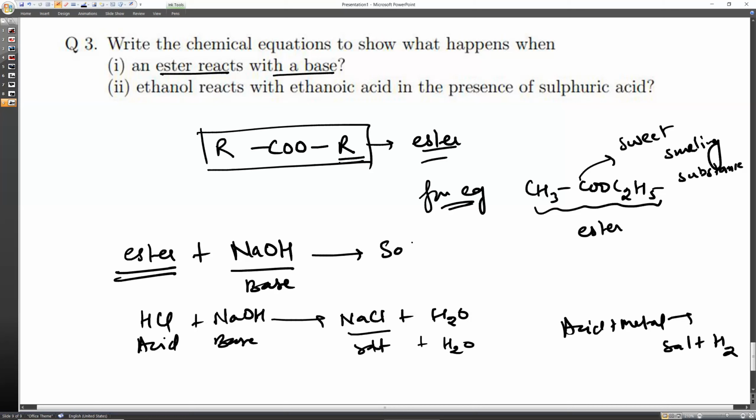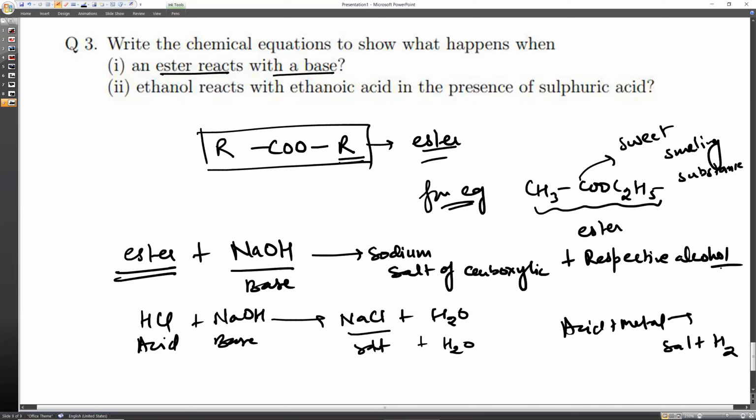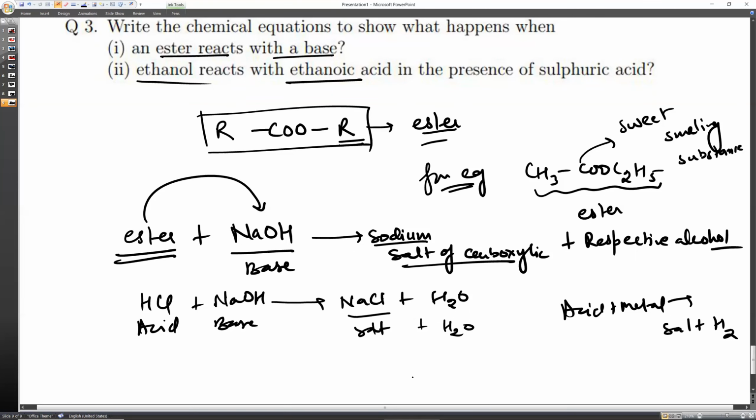It will form the salt of carboxylic acid, or we can say the sodium salt, because it is sodium here. So we write sodium salt of carboxylic acid plus respective alcohol. So this is very simple: esters when they react with NaOH, they will give you sodium salt of carboxylic acid. And what is sodium salt of carboxylic acid? Like we have CH3COOH, a 2-carbon carboxylic acid named ethanoic acid. So its salt will be CH3COONa. This is the sodium salt of carboxylic acid.